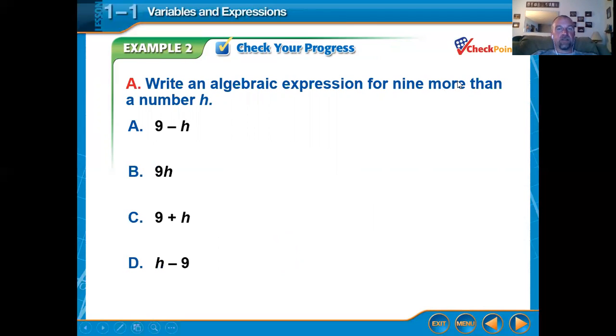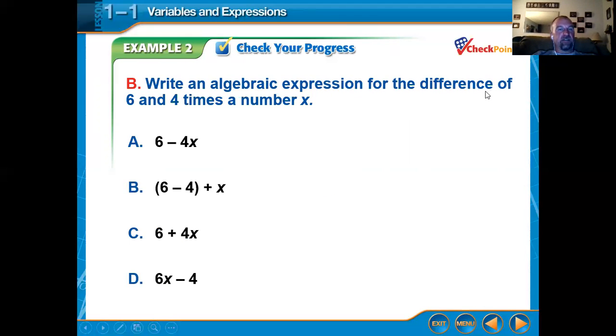So how about this? 9 more than the number h. You should know that more than indicates an addition operation. So it should be 9 and h being added together. They give us 9 plus h. You could have also done h plus 9 because addition is commutative.